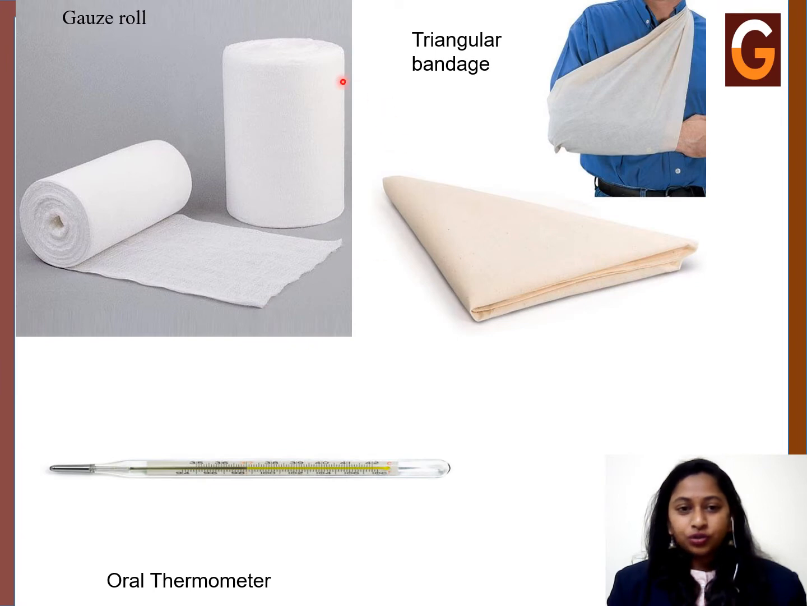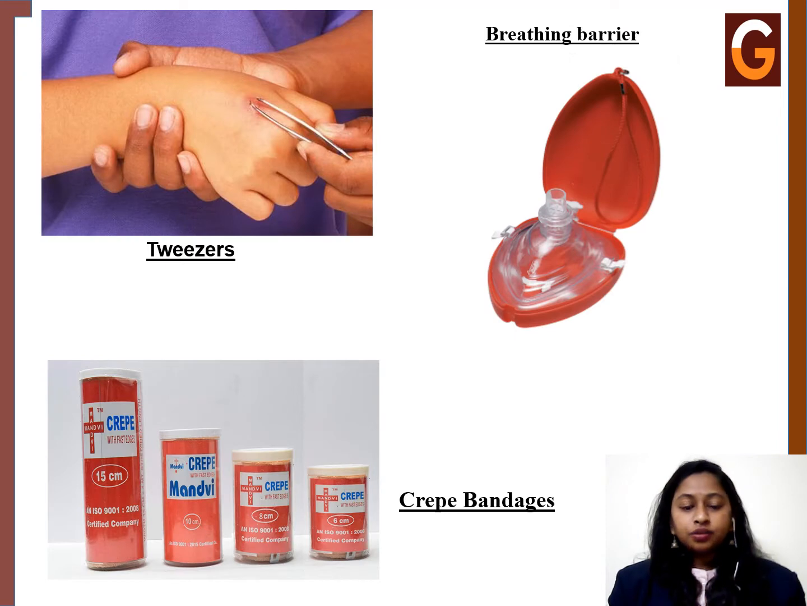This is the gauze roll. Here we can even keep it in a spiral form. Otherwise we can just cut it short and keep it in a square shape as well, step by step. We can keep it in that way as well. This is the triangular bandage, as I told you, which can be used for the shoulder immobilization. And this is the oral thermometer, as everyone knows, a mercury one used to measure the temperature.